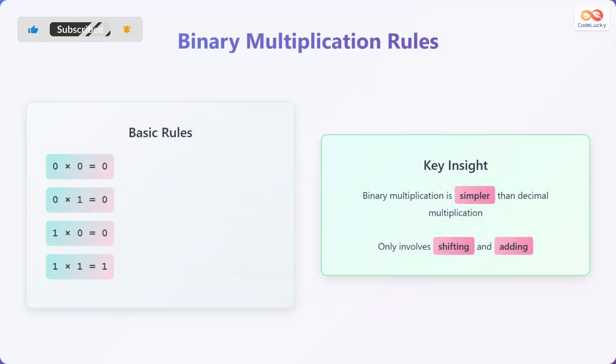Binary multiplication follows a set of simple rules. 0 multiplied by 0 equals 0. 0 multiplied by 1 equals 0. 1 multiplied by 0 equals 0. 1 multiplied by 1 equals 1. As you can see, binary multiplication is simpler than decimal multiplication, primarily involving shifting and adding operations.